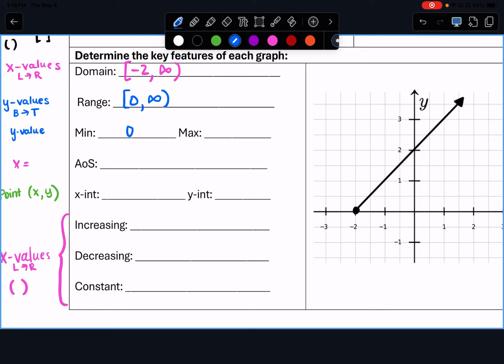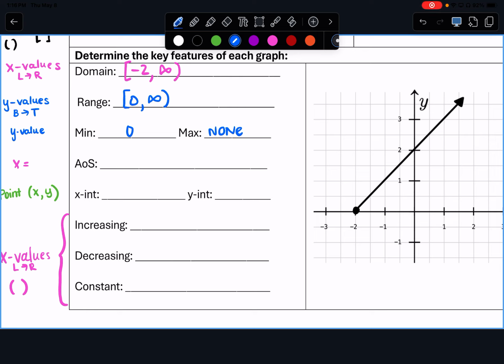So, if it goes to infinity, is there a true max there? Is there really a highest place it gets? No, because it goes on forever. So that means for our max, it is simply none. And honestly, that right there is kind of why I like these problems so much.